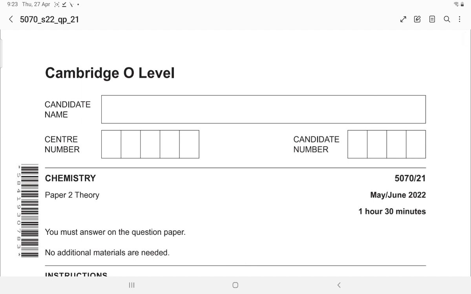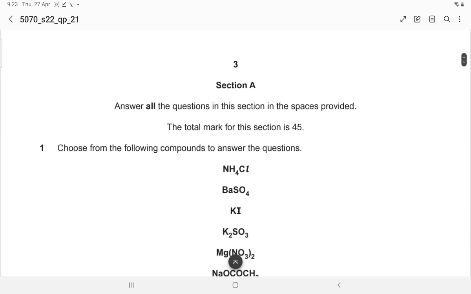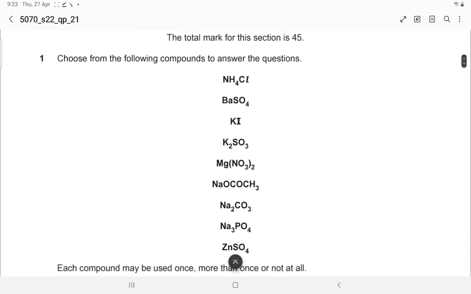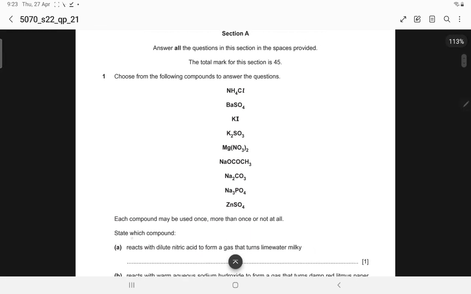Today I will be solving May-June 2022 variant 21 paper. Let's start. Question number 1. Answer all the questions in this section in the space provided. The total marks for this section is 45. Choose from the following compounds to answer the questions. Each compound may be used once, more than once, or not at all.